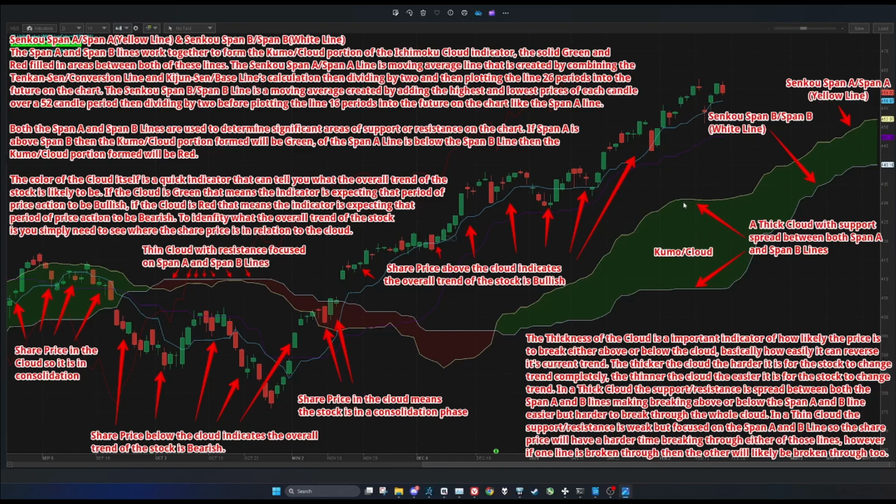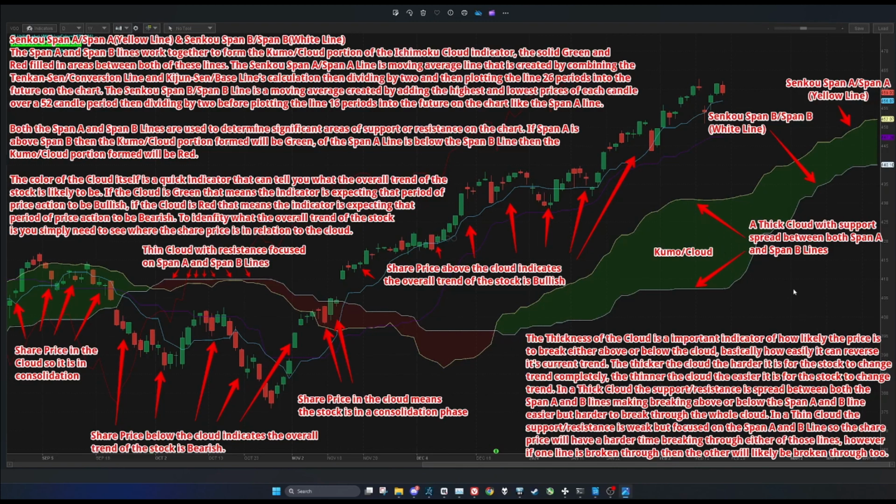So next up, we have the thickness of the cloud itself. So if you have a very, very thick green cloud, that means the share price is going to have a very easy time breaking into either the top line or the bottom line of the cloud, so the Span A line or the Span B line of the cloud. But it's going to have a harder time reversing trend completely, because remember, the share price has to break below the cloud or above the cloud in order to change its trend. So in a very thick cloud, the share price is going to be able to break below one line of the cloud, but it's going to have a tough time breaking through the whole cloud completely.